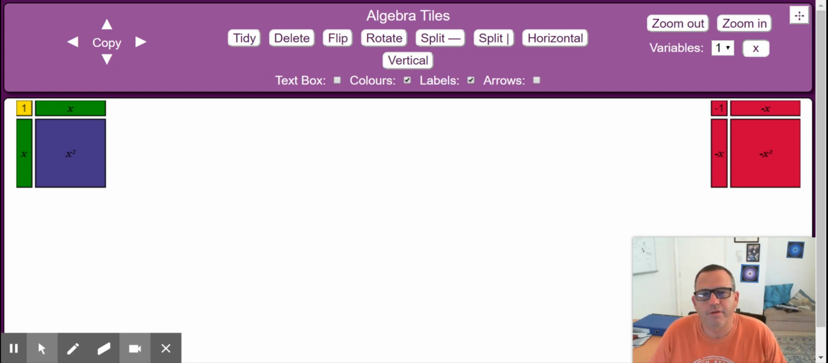Today we're going to talk about algebra tiles, how they can help us with factorizing. I'm going to show you this cool website that you can use, and I'll share the link for you, on how we can use algebra tiles to help us with our factorizing, especially as we move towards a new skill that we're going to learn, which is called completing the square.